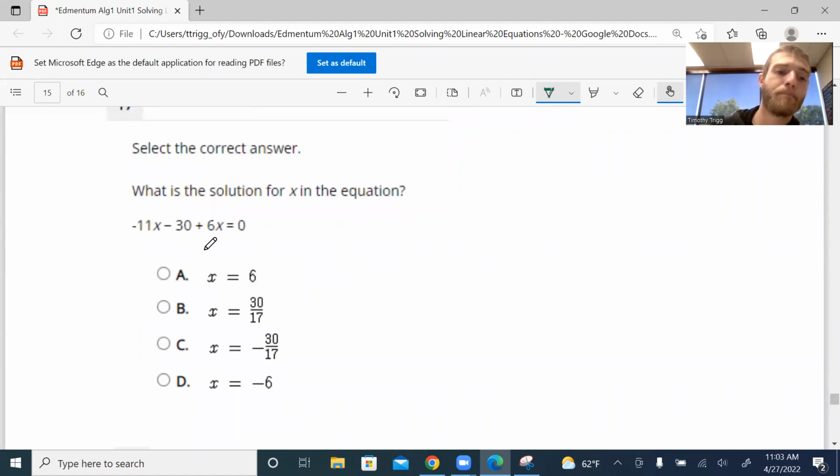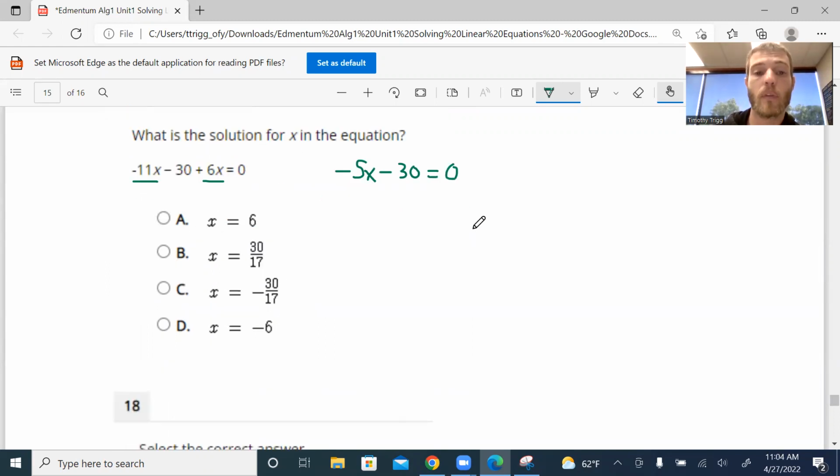Okay, here's another one. Here we have a negative 11x and positive 6x on the same side of the equation. So I can go ahead and combine those like terms. That'll give me negative 5x. They subtract each other because they're different signs, but I keep the negative sign because there's more negative. Here we have equals 0. Go ahead and see if you can solve it from there.